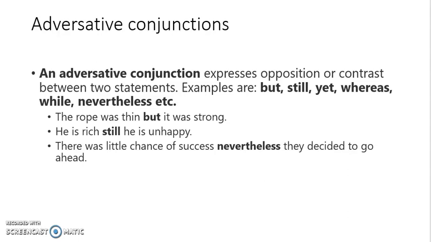The rope was thin, but it was strong, right? So there are two sentences: the rope was thin, it was strong. So but was used to talk about the contrast between two statements. He is rich, still he is unhappy. So he is rich, he is unhappy. So still is used to talk about the contrast between these two statements.